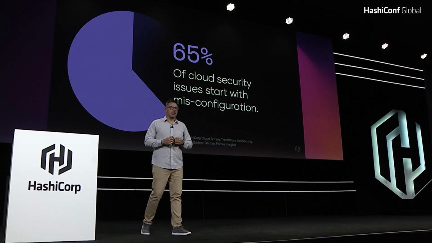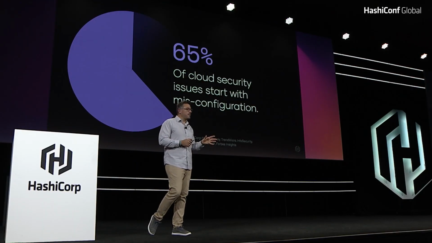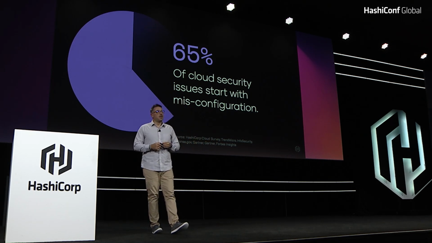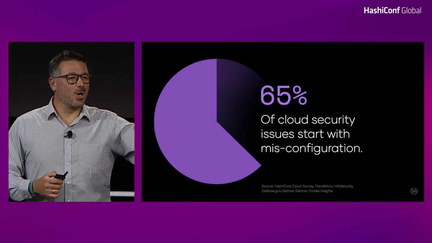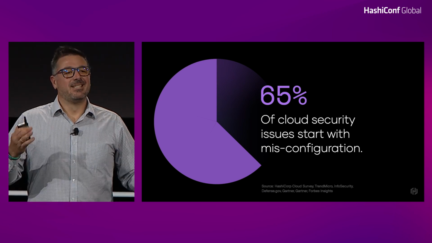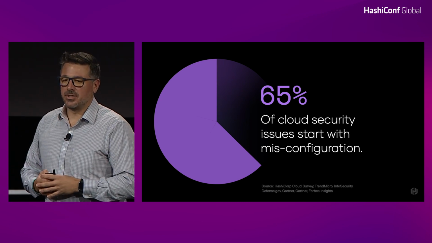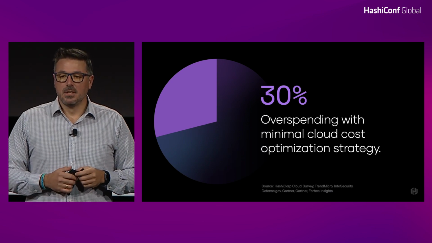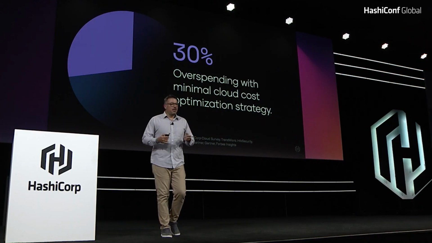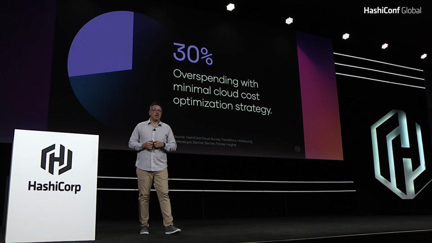65% of cloud security issues start with misconfiguration. It's a very common issue where we provision the infra, but we are not experts in that. We're application developers. I know how to write Rails code, not infrastructure. So make it work is kind of the mentality. After that, we end up with this misconfiguration situation, right? So there needs to be a layer of governance is the point of that, right? And 30% overspending with minimal cloud cost optimization strategy.